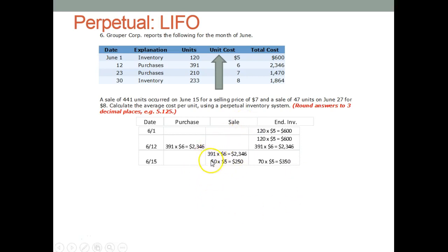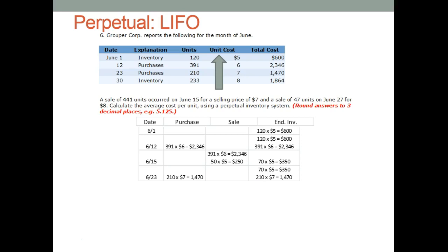Okay, so this middle bucket, what I'm trying to do is lift the arrow up and pull 441 units, because that's how many we sold. What's left? I sold all my bottom tier, and I sold 50 of the 120 at 5, so now I have 70 left at 5. June 23rd, we have another purchase, 210 at 7. So again, I'm going to rewrite my bucket here, 70 at 5, plus my new purchase, 210 at 7.